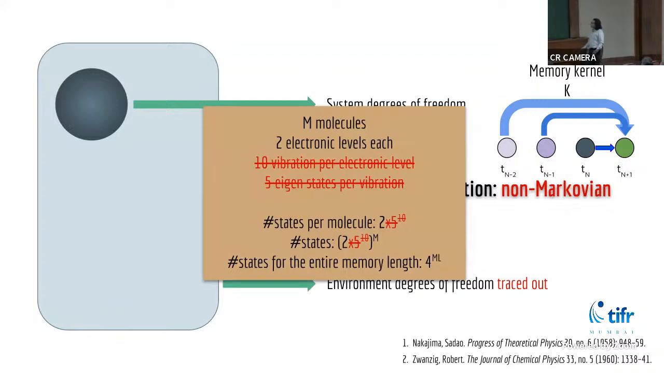So the number of states per molecule is still 2. You have total number of states being 2 to the power m. And now the number of states for the entire memory. Now we remember that we can't talk about a pair of time points. We have to talk about a sequence of time points. The number of states becomes something like 4 to the power m to the power l. Now the 2 has changed to 4 because you're thinking in terms of the density matrix. So there's a square dependence in terms of dimensionality. Okay, but this is still something that we can try to do.